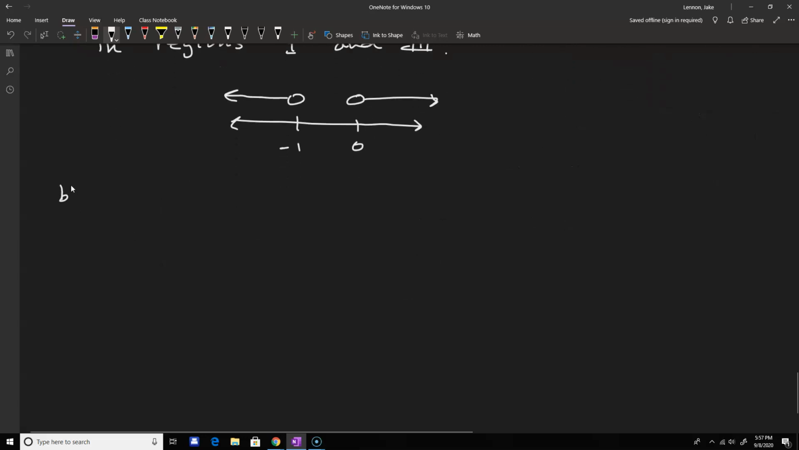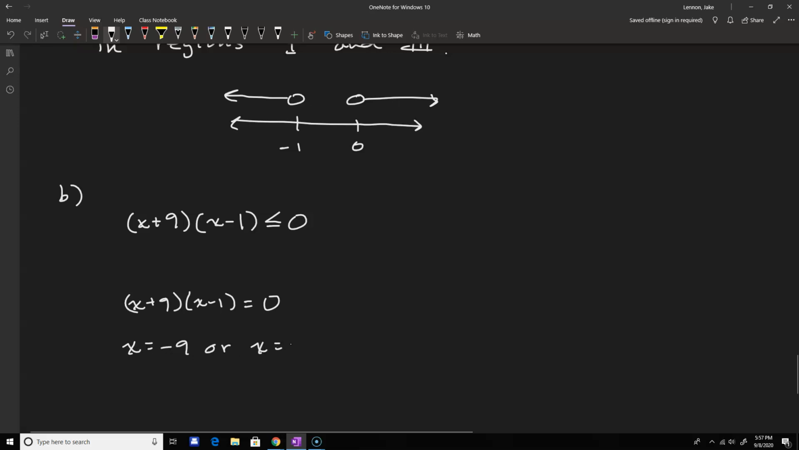So we could look at another one as well. Let's say something like x plus 9 times x minus 1. Let's say, I don't know, less than or equal to 0. So what would we do? Well, first, we'd want to figure out the places where they equal 0. This is a quadratic that's already factored, so that's pretty easy. It's going to be x equals negative 9 or x equals positive 1, setting each one of those zeros. So then we get our three regions in the same way. We would have our negative 9 and also our positive 1. And two numbers like that will chop the real number line into three regions.